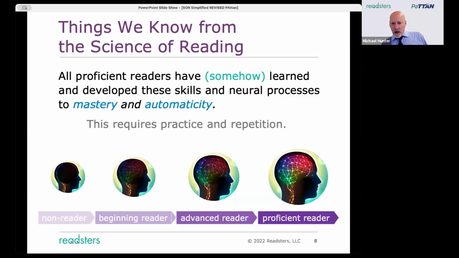Mastery and automaticity require lots of practice and repetition. And I highlight that because I think this is one of the areas where we do tend to lose some of our readers, beginning readers, our learning readers. They don't get enough practice to develop the mastery and then the automaticity that's required to really be proficient readers.